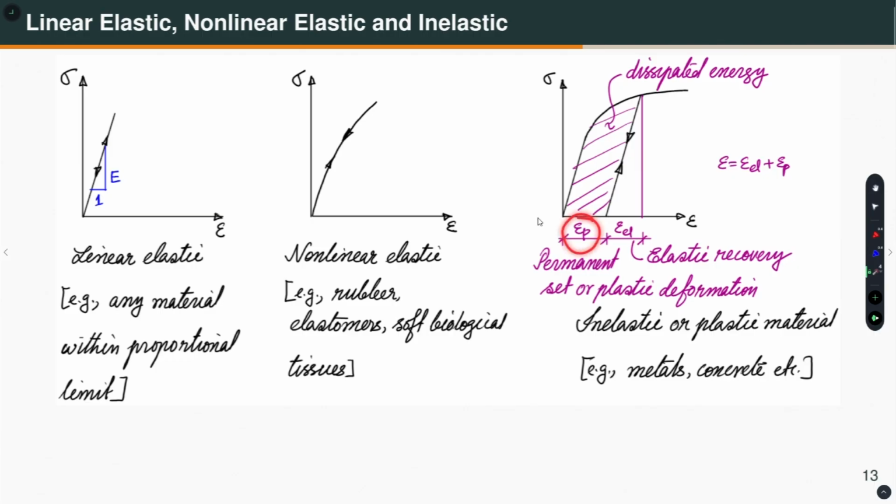This is the plastic strain, permanent set or plastic deformation, and then this much strain you have been able to recover, which we call epsilon EL, the elastic recovered strain, and the total strain is equal to the sum of the elastic plus the plastic, and this area is the measure of the energy dissipated due to this plastic deformation. We will talk more about this over the next few slides. Examples include metals, concrete and so on. Mostly we will focus our discussion on inelastic materials.